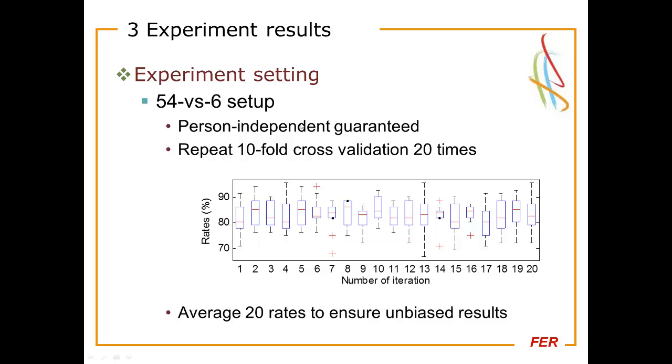Then in my experiment, I followed the commonly used 54 vs 6 setup to guarantee a person-independent recognition. I repeat 10-fold cross-validation 20 times. This figure shows the recognition rates. You can notice the variations of the recognition rates. So in order to ensure an unbiased result, the reported result is the average rate of all the 20 times.